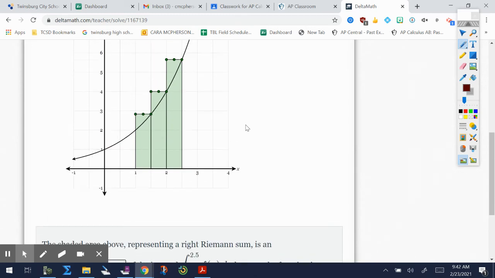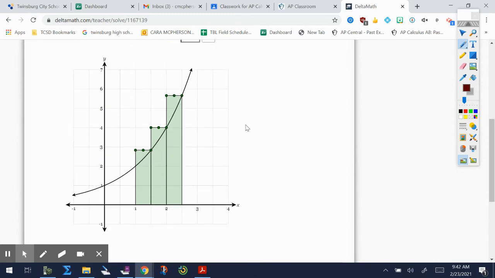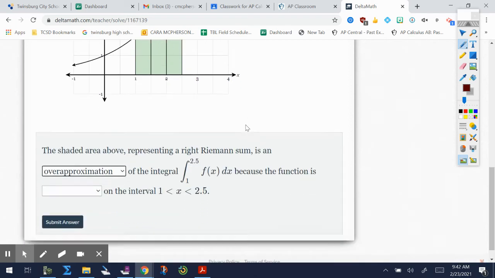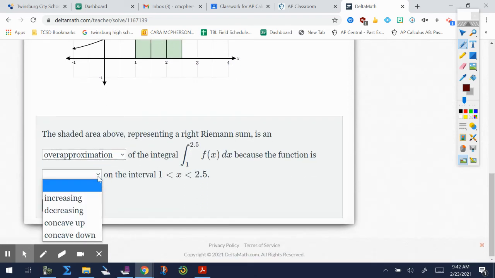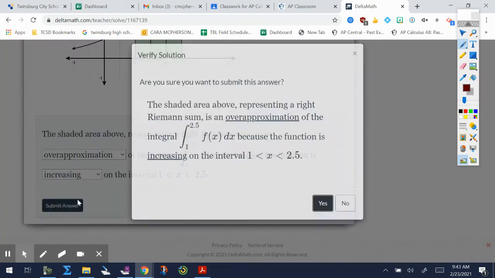So it really depends on 2 things. Is my function increasing or decreasing? And am I looking at the right side or the left side? So we would say that this is an over approximation because the function is increasing.